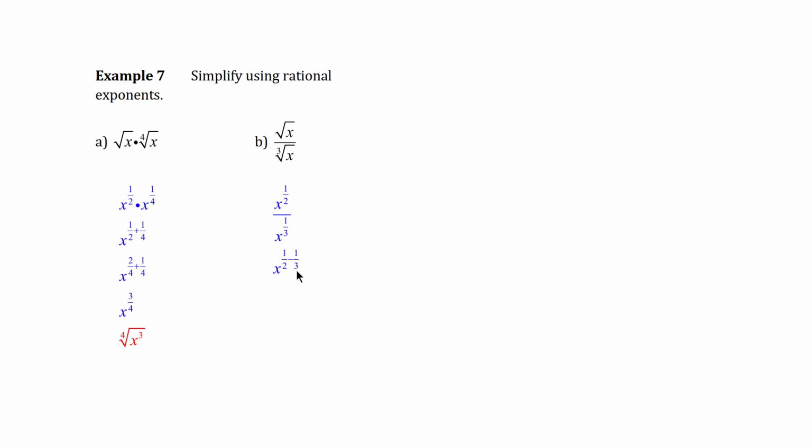To subtract the fractions, we use the LCD of 6, so I rewrote the fractions as 3 over 6 minus 2 over 6. Subtracting the fractions, we get 1 over 6. So we have x to the 1/6 power. Next, we convert this back into a radical. We get our final answer, which is the 6th root of x.